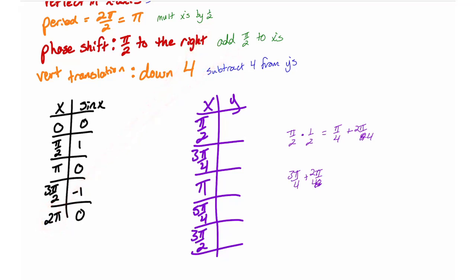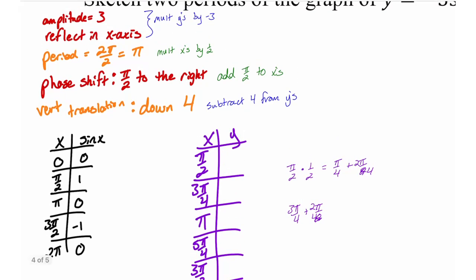All right, that's probably the worst of it, dealing with the fractions. The y's should be much easier and faster. So now for the y coordinates, we're going to first multiply each y by -3, and then we're going to subtract 4 from y.